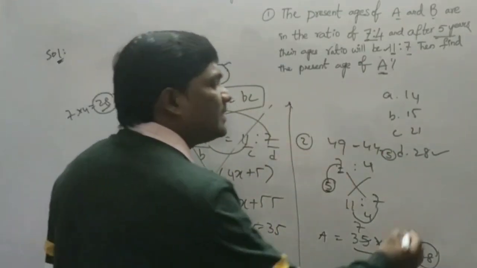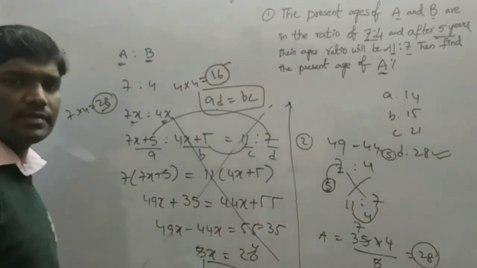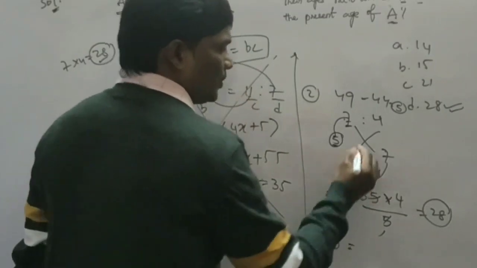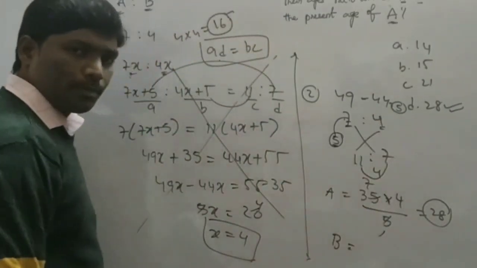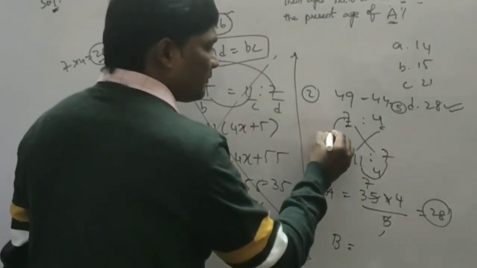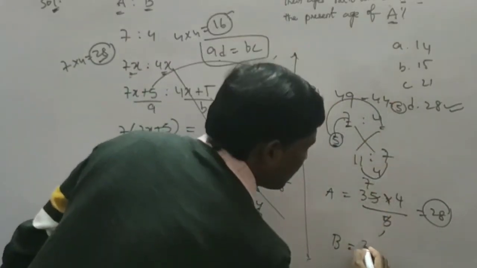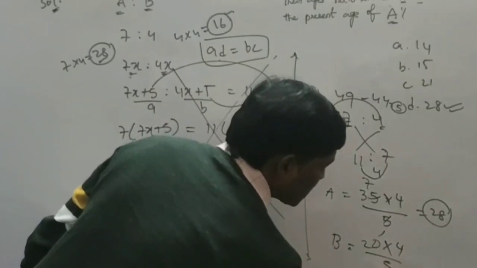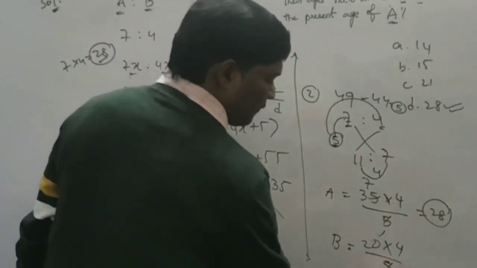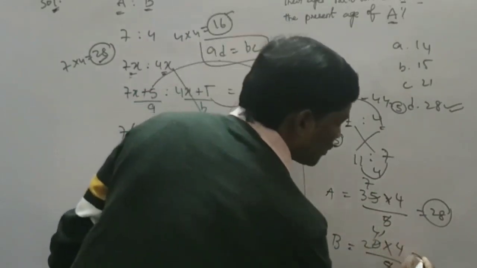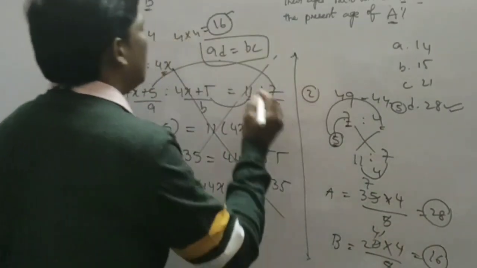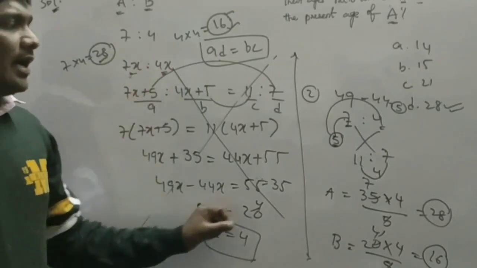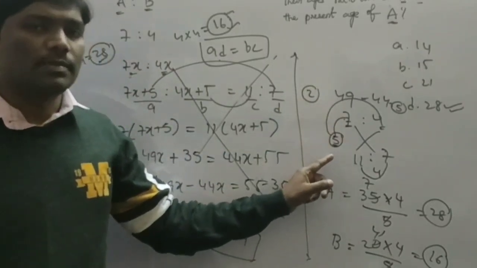A age is how much? 28 years. For example, let's find out B age. Then B is equal to. So B is how many parts? 4 parts. After how many years? 5 years. So 5 fours are 20. Second step difference is how much? 4. First step difference is how much? 5. Then 5 ones are 5, fours are 20, and 4 fours are 16. Then B age is how much? 16 years. Like this, solving with the basic method gives the answer, and solving with the transmission method, the shortcut method, also gives the answer.